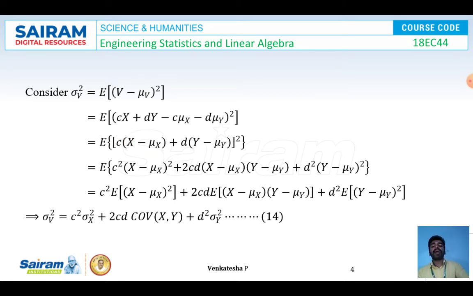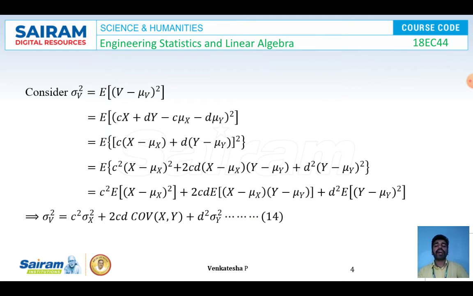whole square. Expanding this by using the (a plus b) whole square formula, I got expectation of c square (X minus mu X) whole square plus 2cd (X minus mu X)(Y minus mu Y) plus d square (Y minus mu Y) whole square. By the properties of expectation, the equation leads to c square expectation of (X minus mu X) whole square plus 2cd expectation of (X minus mu X)(Y minus mu Y) plus d square expectation of (Y minus mu Y) whole square. So it will become sigma V square is equal to c square sigma X square plus 2cd covariance of XY plus d square sigma Y square, and call this one equation number 14.